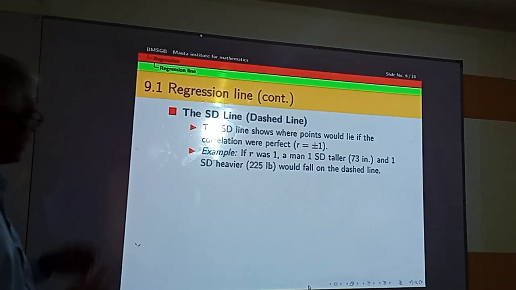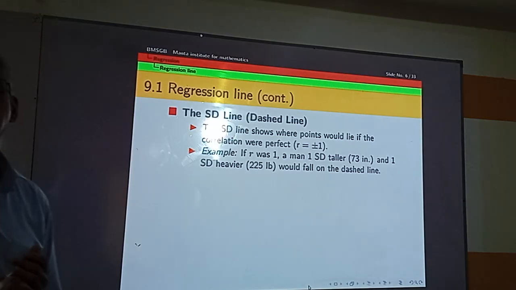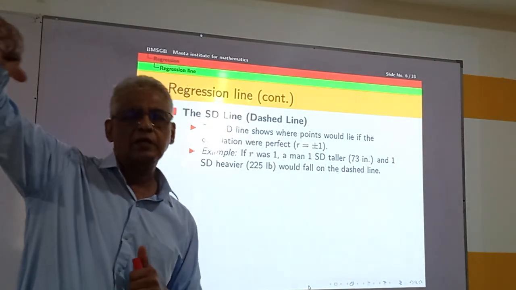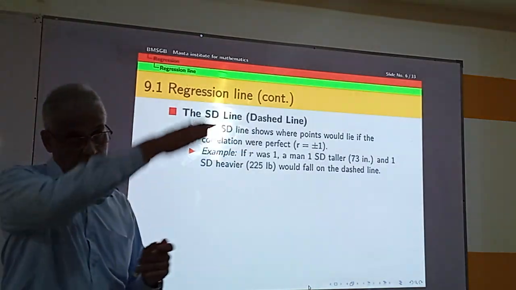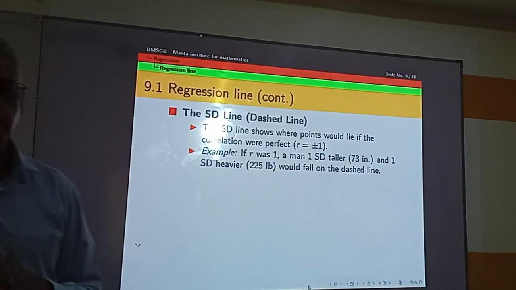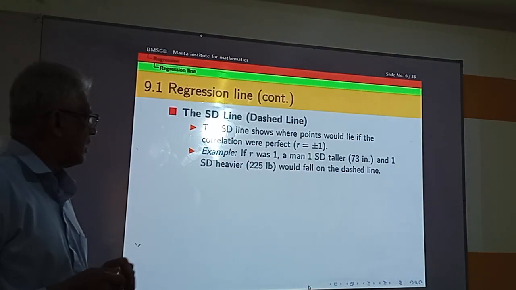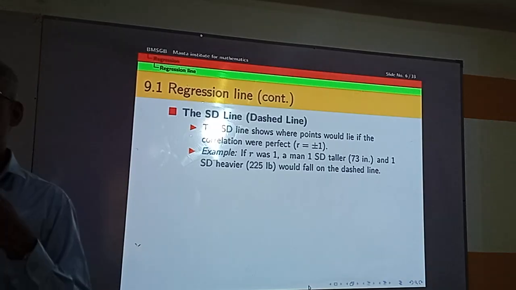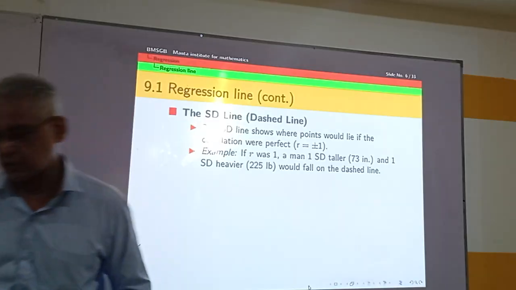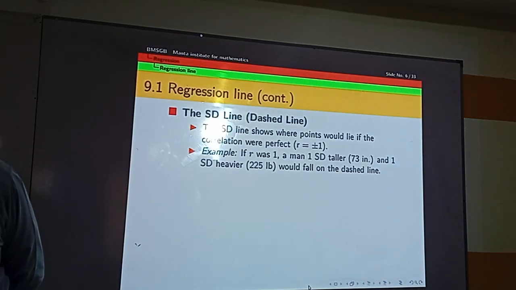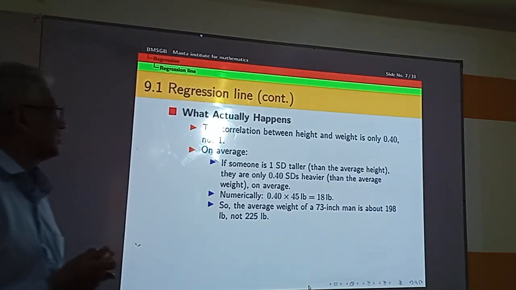So as I mentioned earlier, the SD line is the dashed line in the graph. That is the line where the points would be if r is equal to positive 1 or negative 1. If r is equal to negative 1, it will go down, but again the points will be on the line. But in this case, r is not equal to 1. So therefore, on average, the people will be on the regression line. So this is what actually happens.